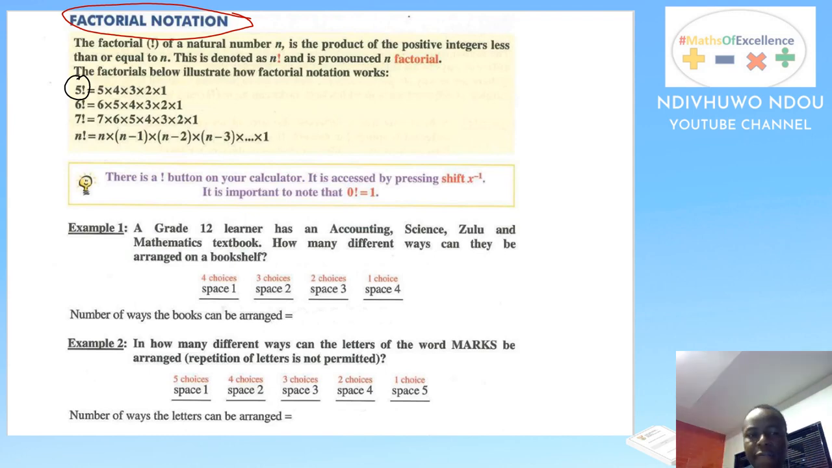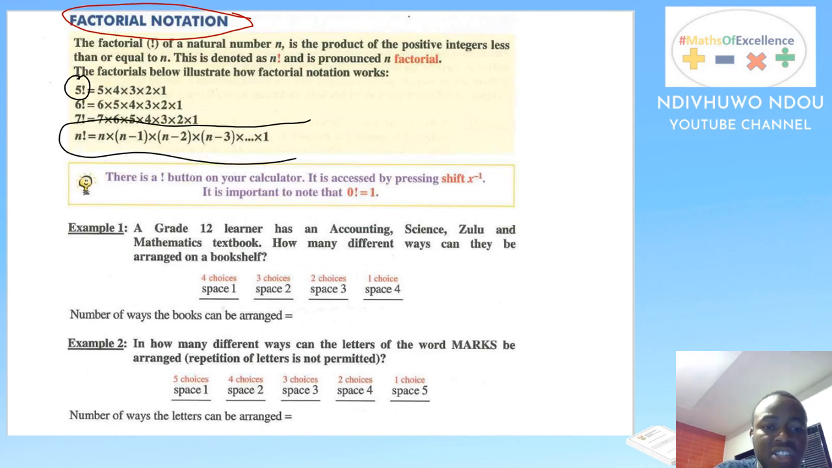So if we have n factorial, what does it mean? The product of positive integers that are less than or equal to n. So we start with n, we decrease by 1. You can see we say n minus 1 multiplied by, we decrease by 1 again from the previous one to be n minus 2. We decrease by 1 from the previous one to be n minus 3, multiplied by up until the product reaches 1. So you can see that the product always ends with 1.